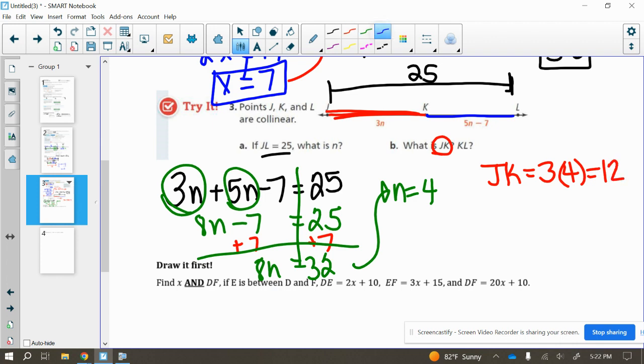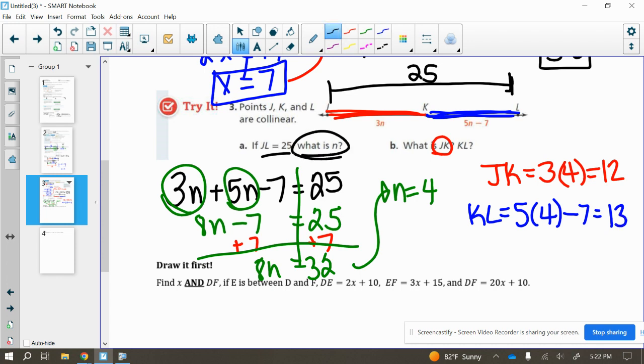And then KL was this piece right here. We're going to take 5 and multiply it by n, and this time subtract away 7. So 20 minus 7 is 13. So we answered all three pieces. What is n? What is JK? And what is KL?